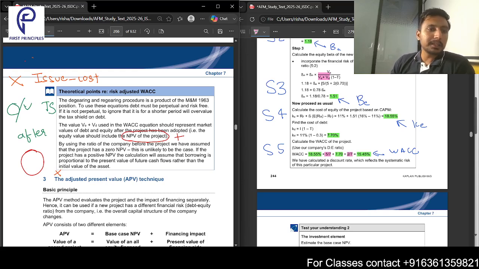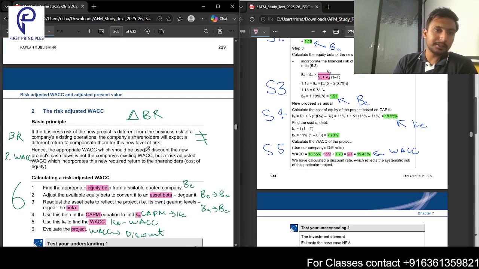Which might not be the case. So why assume that? That is all about the first part, the risk-adjusted WACC.